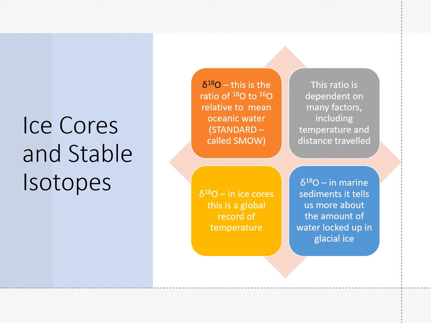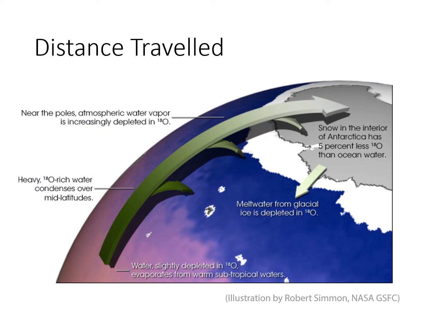Delta O18 in water is largely controlled by temperature and the distance the water vapor has traveled. I'll explain this more in a minute. Oxygen 18 in ice cores can provide an estimate of global temperature, whereas delta O18 in marine sediments tells us about the amount of water locked up in ice sheets. How are oxygen isotopes in ice cores related to global temperature?